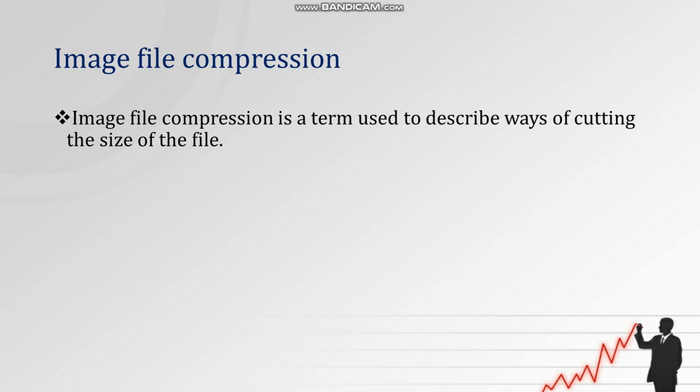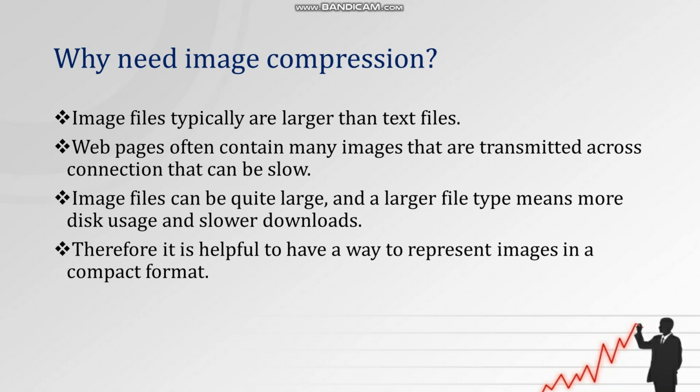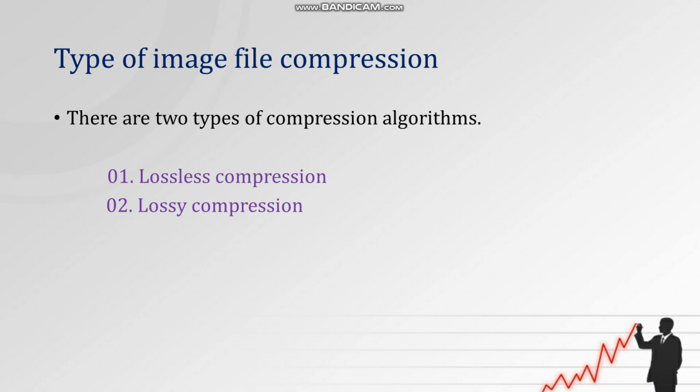Image file compression. Image file compression is a term used to describe ways of cutting the size of the file. Why do we need image compression? Image files typically are larger than text files. Web pages often contain many images that are transmitted across connections that can be slow. Image files can be quite large, and a larger file means more disk usage and slower downloads. Therefore, it is helpful to have a way to represent images in a compact format.